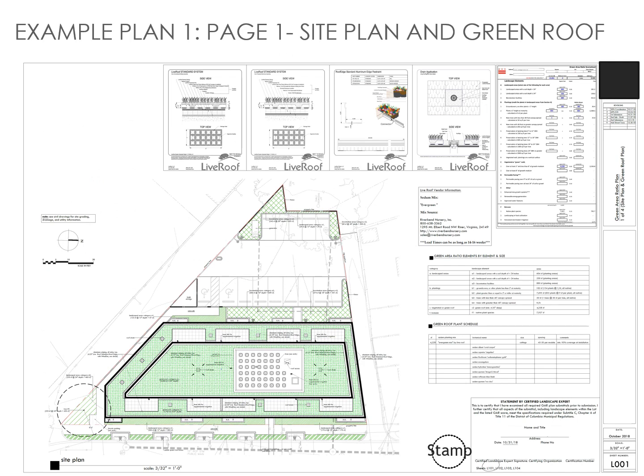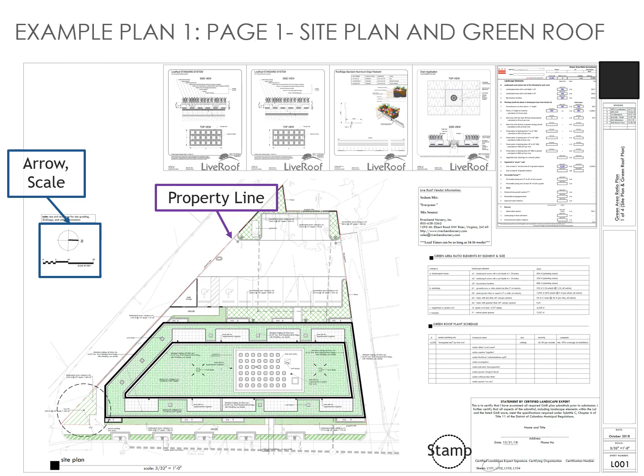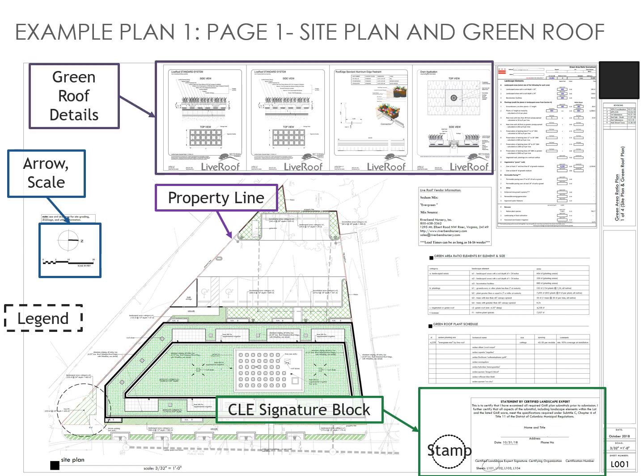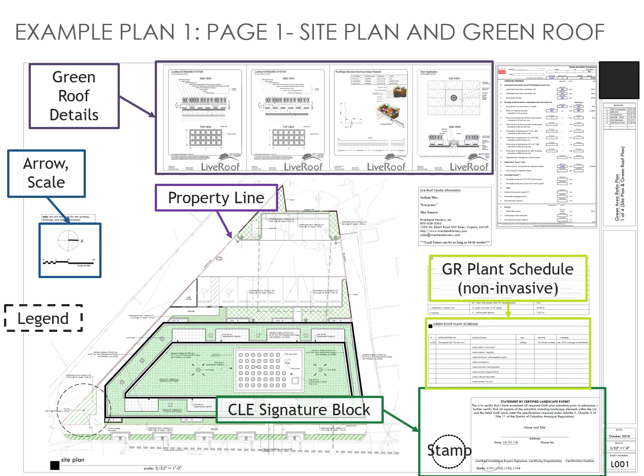Here's the first sheet of example plan 1. There's a lot of information on here, but we will break down each section. You should include a north arrow and scale, include the property line, as public right-of-way cannot be used to meet JR, the certified landscape expert signature block, include a legend, this plan actually didn't have one, the green roof details, include the manufacturer on there as well, the green roof planting plan, I will go over that in detail in a little bit, include the GAR score sheet.